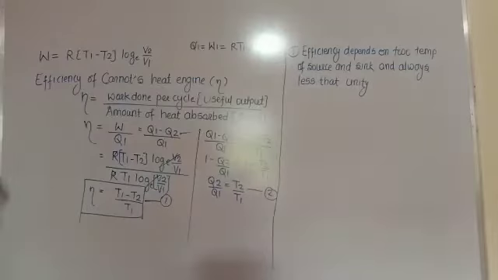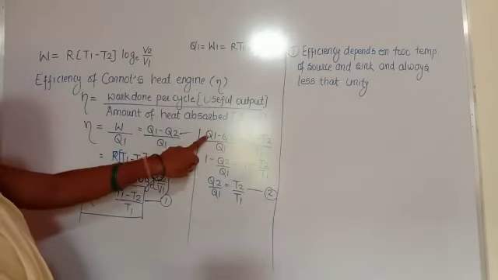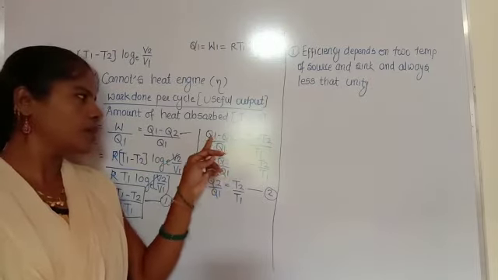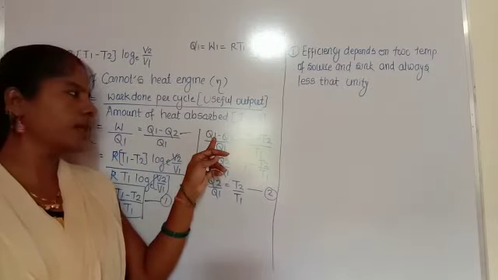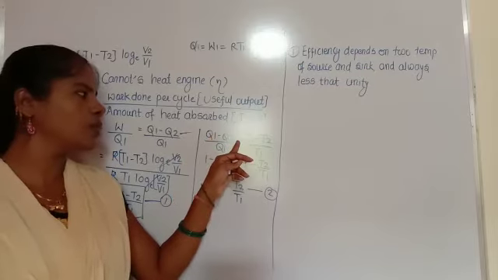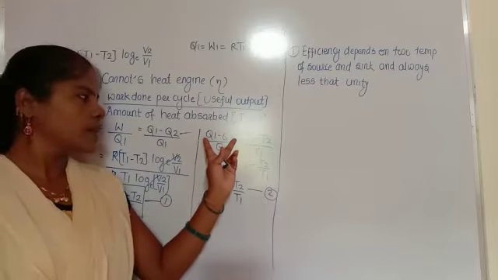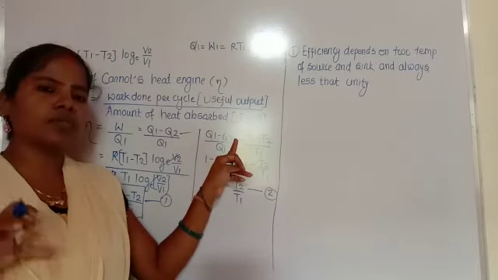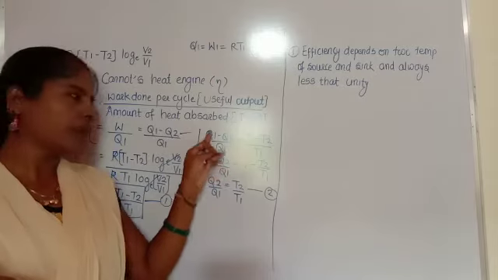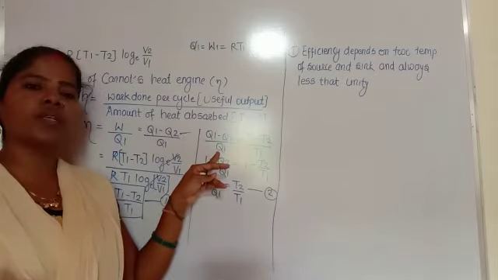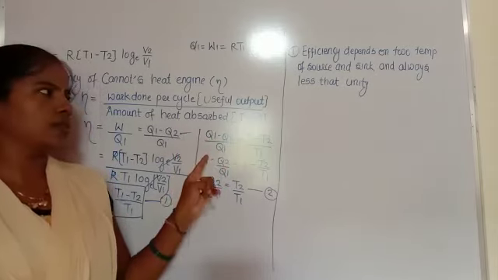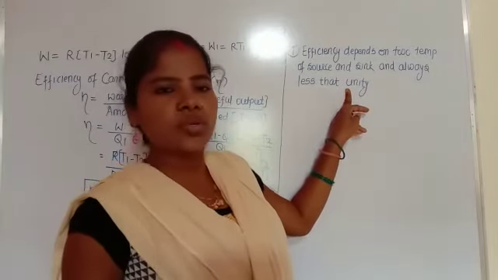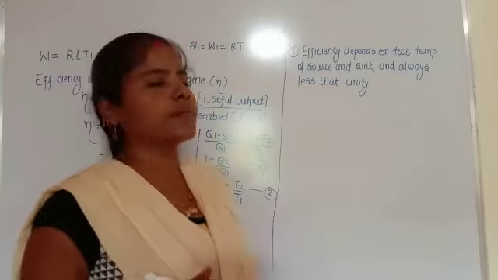Because the value is (Q1 minus Q2) divided by Q1. Q1, the heat absorbed, is the greater value and Q2 is the smaller value. When Q2 is subtracted from Q1, the result is a little smaller than Q1, and when divided again by Q1, we get a decimal fraction. That's why it is always less than unity, meaning we get an answer like 0 point something.